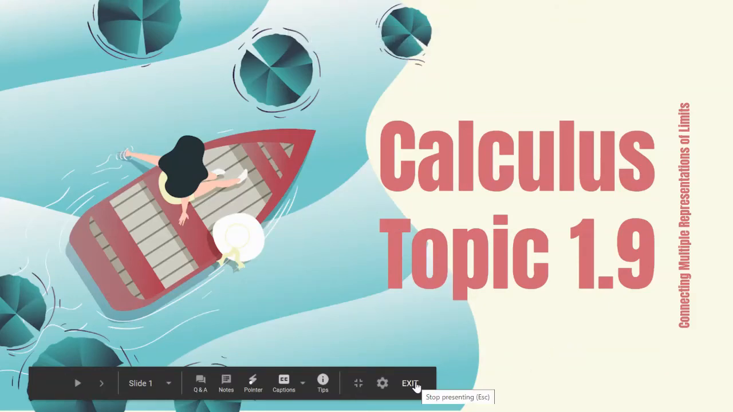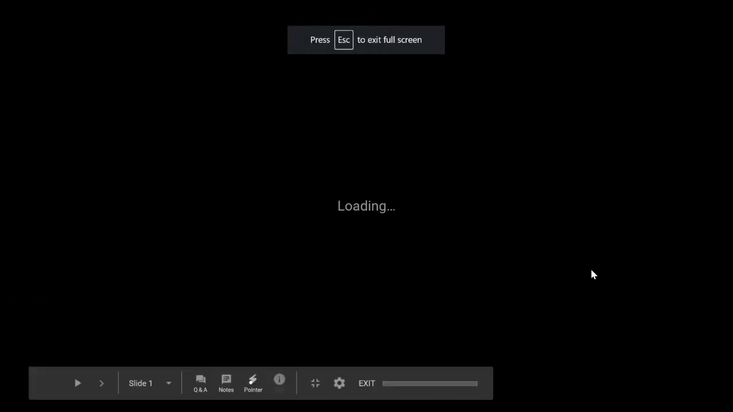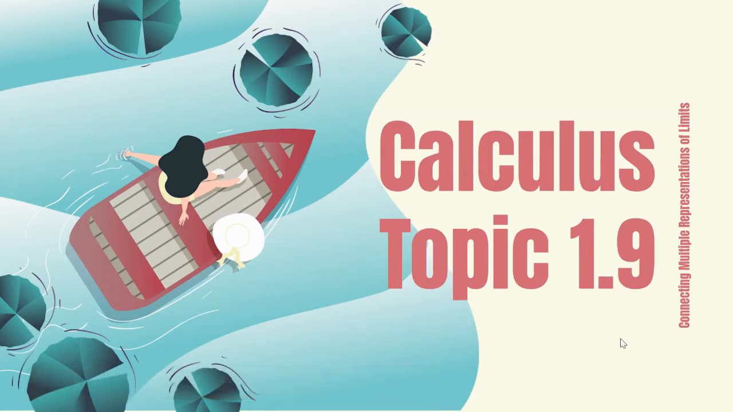Today we're going to be talking about calculus topic 1.9, which is connecting multiple representations of limits. If you have not gone and done the note page yet on your own, you really should try it. You really don't need a lot of instruction on this, but I will go over the answers really quick, so that way you can make sure you did it correctly, but you really should pause and do that first.